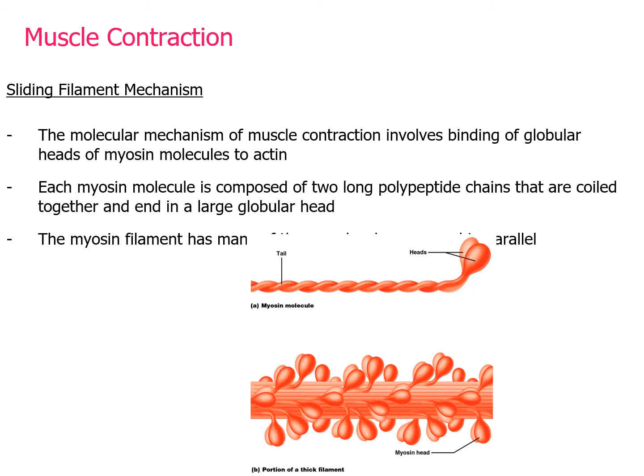Okay, the mechanism of this involves binding of these myosin heads, these globular myosin heads that stick up from the thick filaments. They're all over the thick filaments, myosin heads. Each myosin molecule is a polymer of two long polypeptide chains coiled around each other.